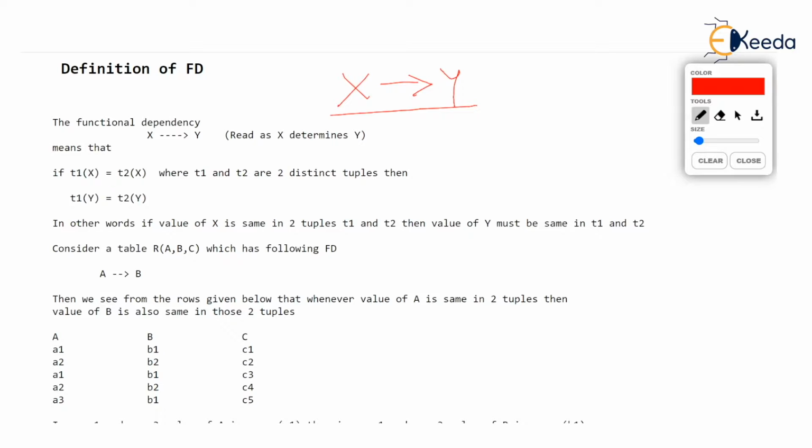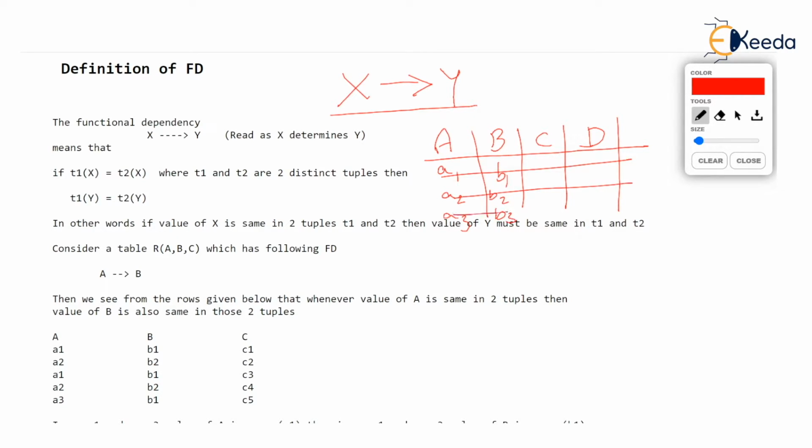Suppose we have columns A, B, C, D. Four attributes are there in the table, and there are some values for A, values for B, and so on. All these columns have some rows, values in these tuples. It might happen that we write an FD as follows: AB determines CD. What that means is A and B both together will determine the value of C and D. That's how you read an FD.